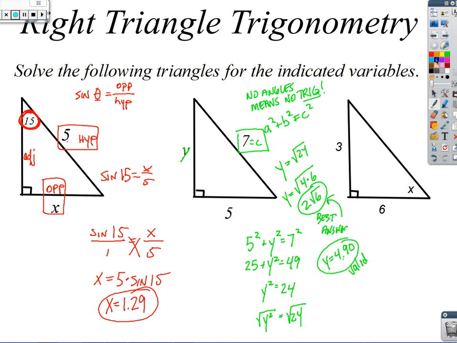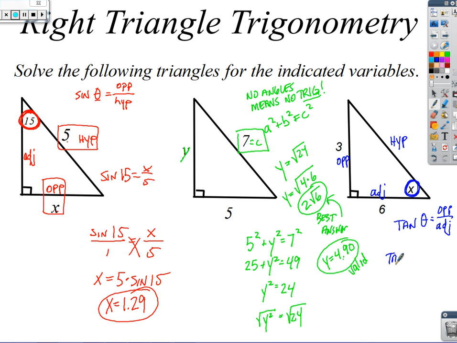Last, right triangle trig, locate the angle. This time the angle is the variable. That's okay. Label my sides. Hypotenuse is always across from the 90. Opposite of where I'm at is opposite. Next to where I'm at is adjacent. So I'm looking for the trig ratio that involves opposite and adjacent. In that case, we're talking about tangent. Tangent of an angle equals opposite over adjacent.